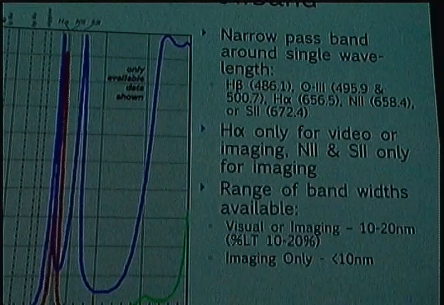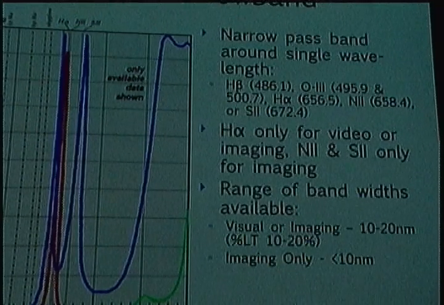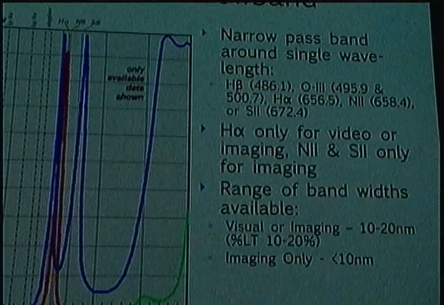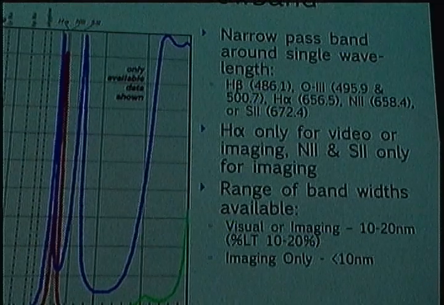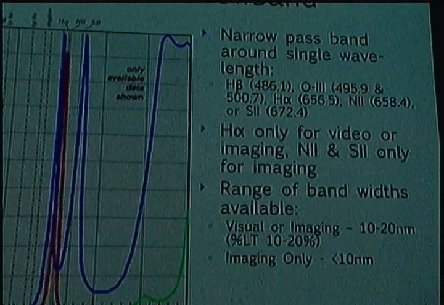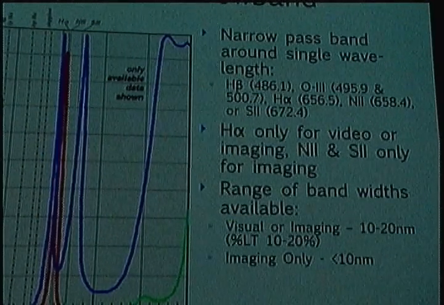Narrowband filters are available in a range of bandwidths. Those meant for visual use have bandwidths in the 10 to 20 nanometer range, and percent LT is about 10 to 20%, so quite a bit dimmer than broadband filters. And those meant for imaging alone have bandwidths less than 10 nanometers wide.